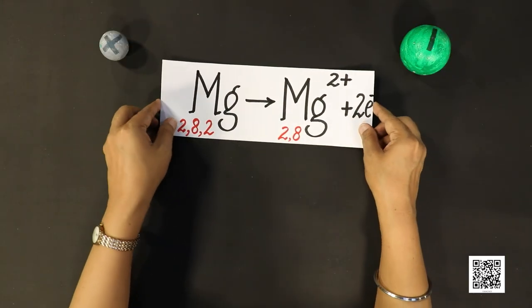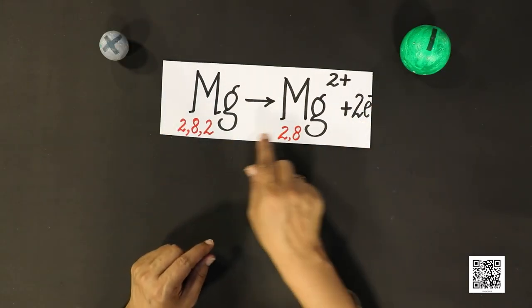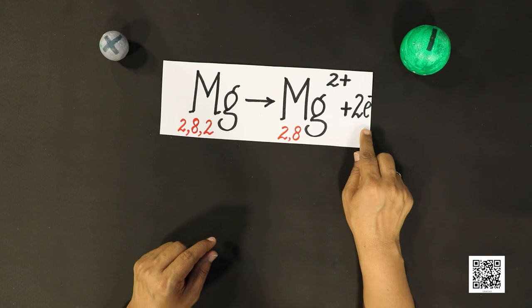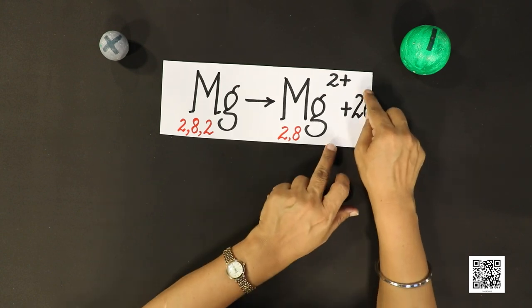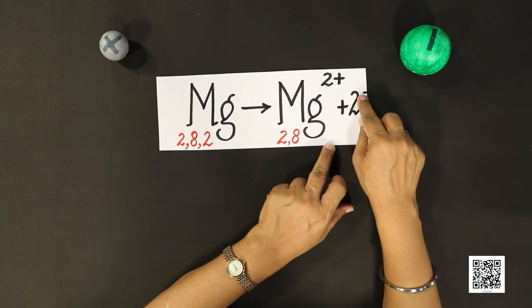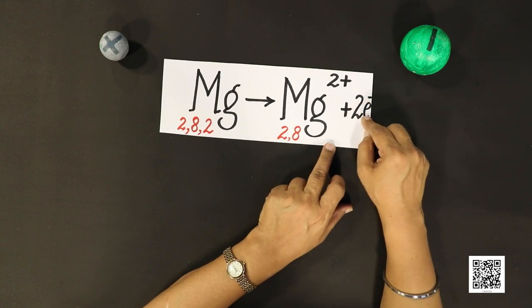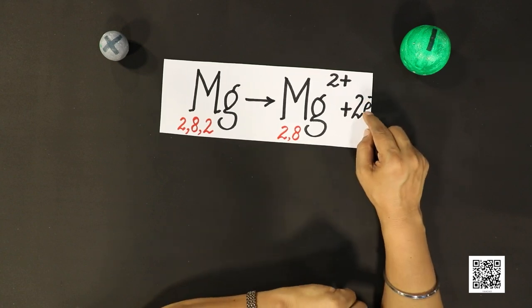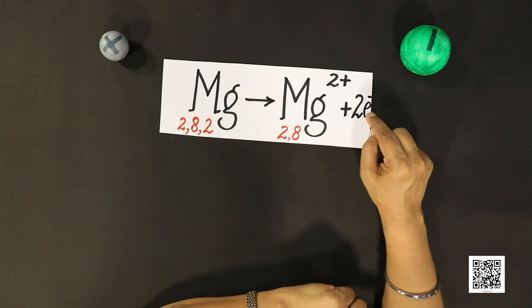Yes, so see, look here. Magnesium loses two electrons and forms magnesium ion. And see, look here, it has two free electrons. And I told you, these free electrons are very, very important. Why? Can you recall? Metals are good conductors, and it is these free electrons which carry the electricity.